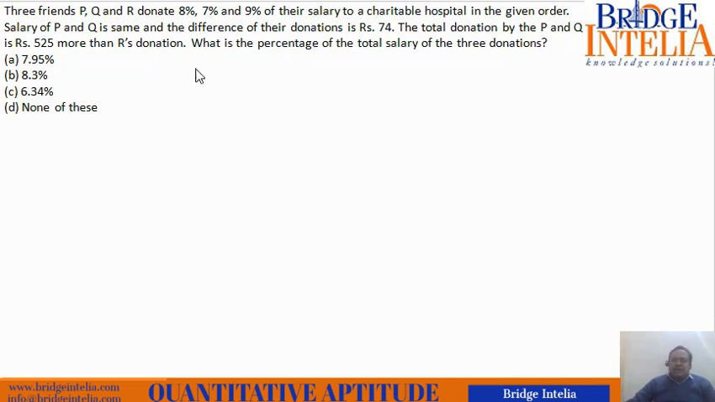So what is the meaning of the question? Three individuals P, Q, R. Salary of P and Q is the same, so you can assume 100x, 100x. Make it a multiple of 100 so that calculation becomes easy. Why? Because salary of P and Q is the same. So let the salary of the third person R be equal to 100y.